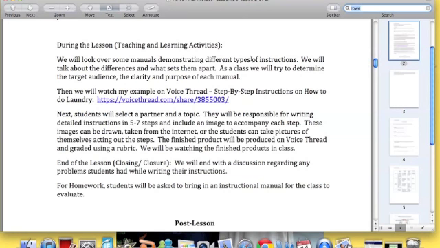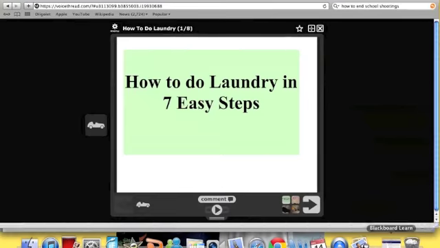After we discuss this and they work with their group, and then we come back and discuss what we thought, we are going to watch my VoiceThread model for what I want their finished product to look like. So I'll show you that right now.